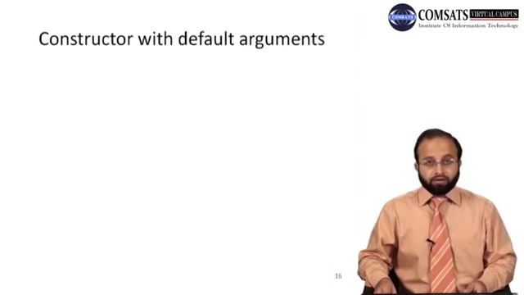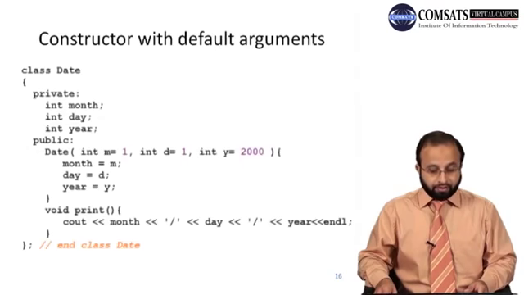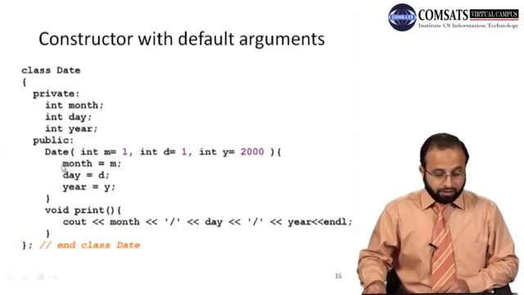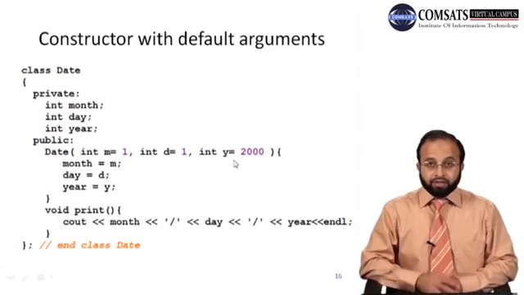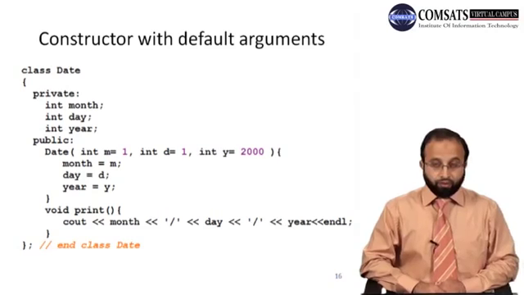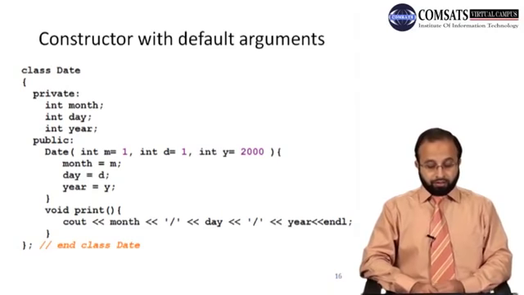Now, constructor with default argument. Let's consider this date class in which we have three private data members, that is month, day and year, and a constructor and a print function, right? So in the constructor you can see we have 1, 2, 3 parameters, and we have also initialized them with the values 1, 1 and 2000.